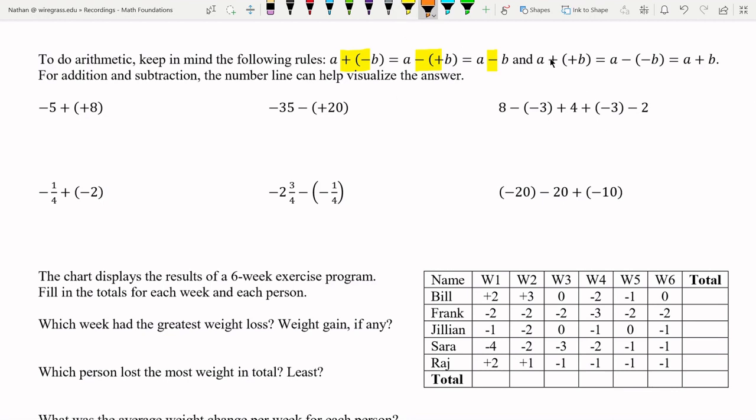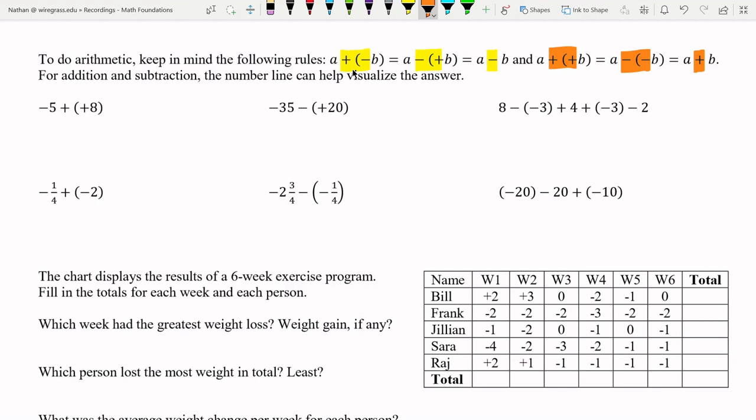Alternatively, if we have two of the same signs right next to each other, A can be either positive or negative, and then we have two pluses where B is positive here, or if we're subtracting a negative B, then these two signs can be reduced to just a positive. So if you have two different signs, they become a negative, and two of the same signs, they become a positive. And again, for this case, we're only looking at addition and subtraction.